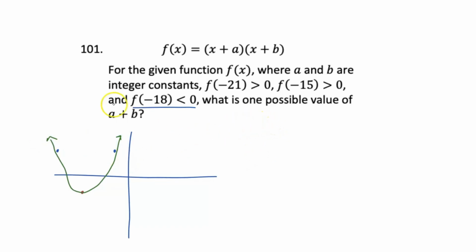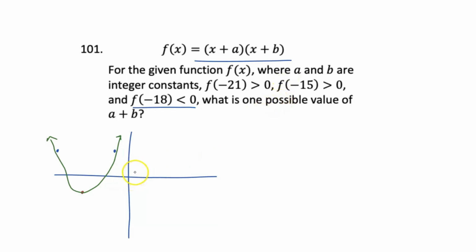So here's what's interesting now: we see that f of negative 21 and f of negative 15 are positive values. And what are we trying to find here? We're trying to find the value of a plus b. And so it would be very, very helpful if we were able to find the value of x. Like, what do we plug in for x? What is a possible value for x for this function?